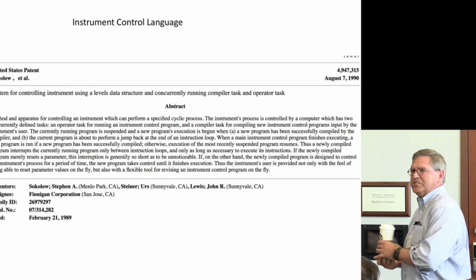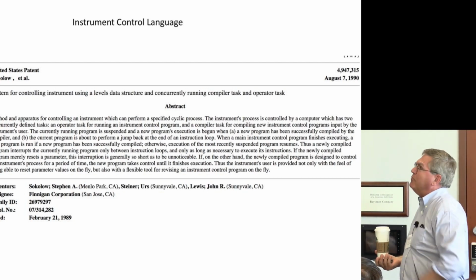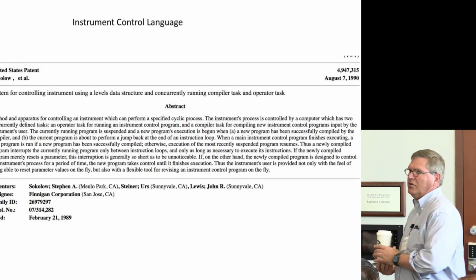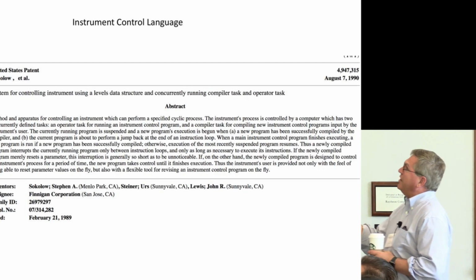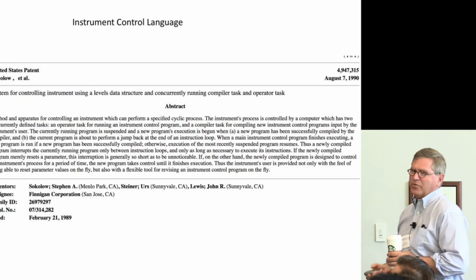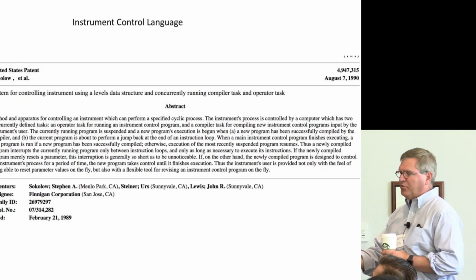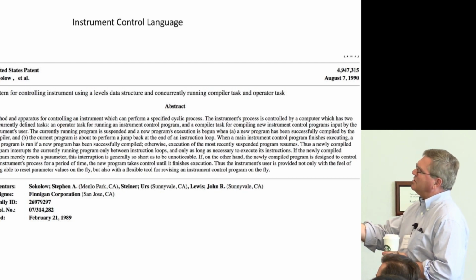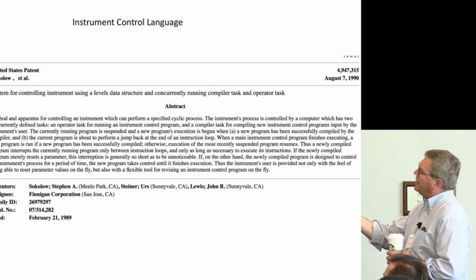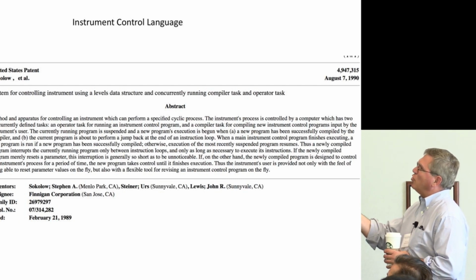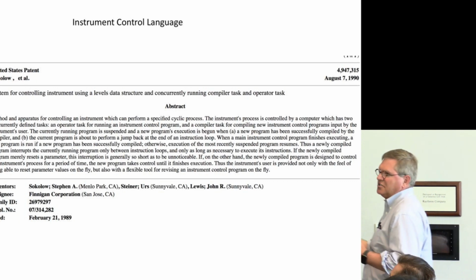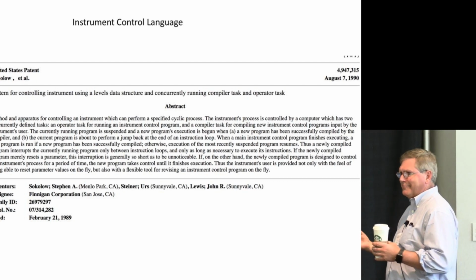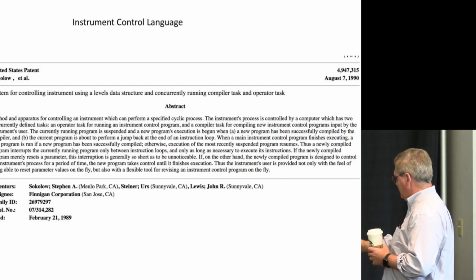We don't really appreciate it right now, but this idea of automation on the instruments was not a thing until about 1990 when Finnigan invented this idea of instrument control language. So putting an embedded computer on the instrument that would run the operation of the instrument. And these guys, Sokolov, Steiner, and Lewis, invented instrument control language at Finnigan, which is the basis for everything we do now. Think about if you had to sit there and type in numbers.